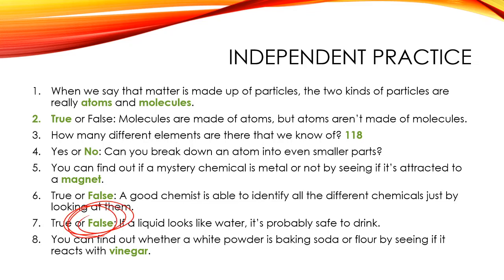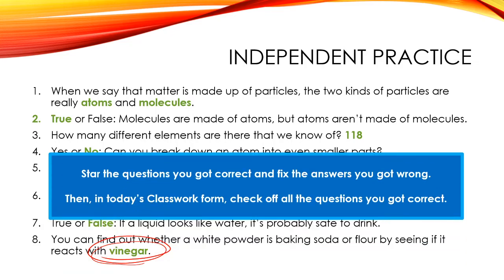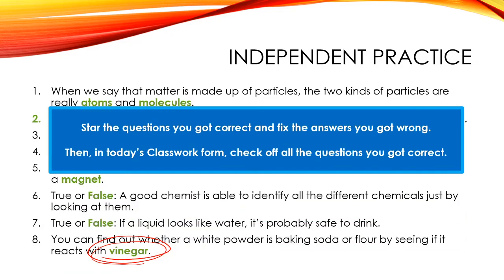As we saw, especially in a chemistry laboratory, if you have a beaker of hydrochloric acid or something that might look like water, it is definitely not safe to drink. And number 8, you can find out whether a white powder is baking soda or flour by seeing if it reacts with vinegar. That's what we mixed in with it to cause that reaction. Go ahead, star those questions you got right, fix the answers you got wrong, and tell me which ones you got in the classwork video or the classwork forum today.